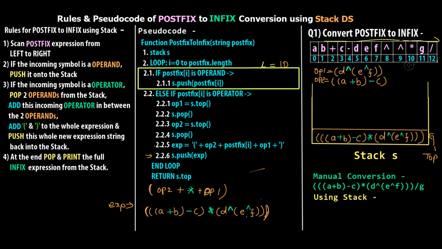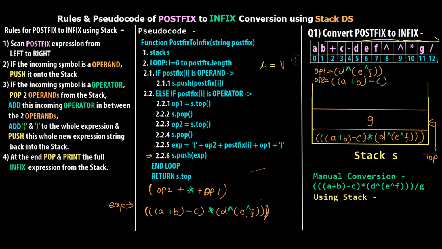We get a g at index position 11. So at index position 11, we get this g, which is an operand. So we push that onto the stack. Simply push g onto the stack. This becomes the new top of the stack, right? Then we move forward, which is the last index position, which is i equals 12.